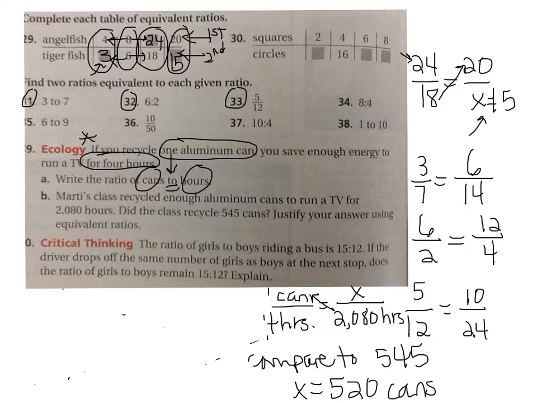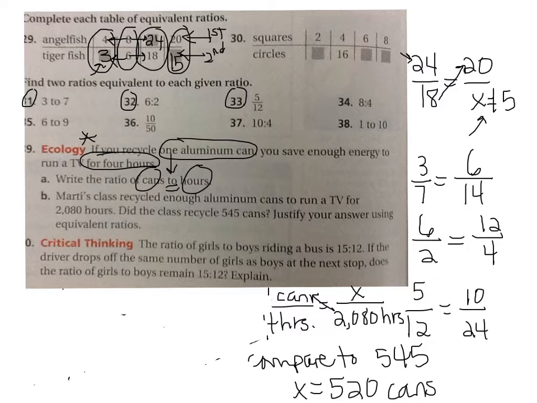Is it number 20? No. Number 40. Okay, critical thinking. It says the ratio of girls to boys riding a bus is 15 to 12. So my first term stands for who? Girls. My second term stands for boys. So 15 girls to 12 boys. If the driver drops off the same number of girls as boys at the next stop, does the ratio of girls to boys remain 15 to 12? Explain.